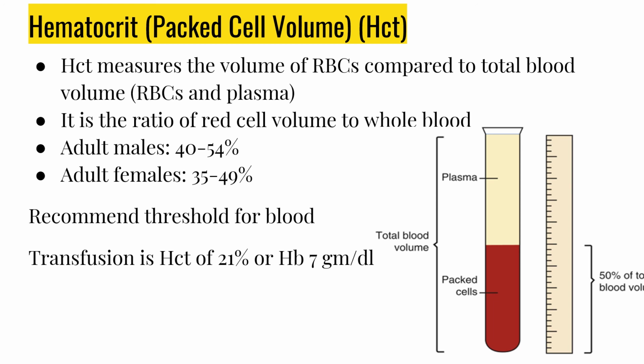And so it's the ratio of red cell volume to whole blood. Again, males are a little bit higher than females. And that's where we would like to be. It's a fairly good size range of about 14 points there. A lot of times you'll hear it just said as crit versus hematocrit. If your hematocrit falls below 21% or your hemoglobin below 7, they may very well need to transfuse the patient.